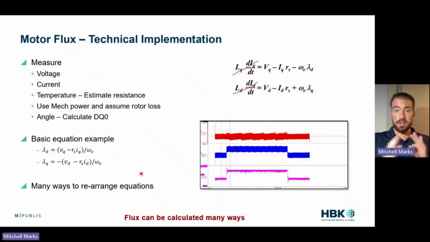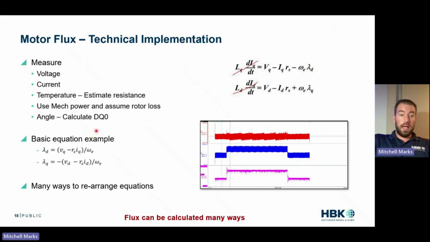And this is where I think HBK has done some cool things to help. So we look at the technical implementation. You can go through some equations and look at some math and figure out what your flux is. From a measurement standpoint, we measure voltage and current, V and I. We can look at temperature to estimate resistance. Or in a measurement test stand, we can use mechanical power to assume rotor loss and manipulate this equation. There's some clever stuff we can discuss. And then we have the speed of the unit. We can rearrange these equations to get our flux.